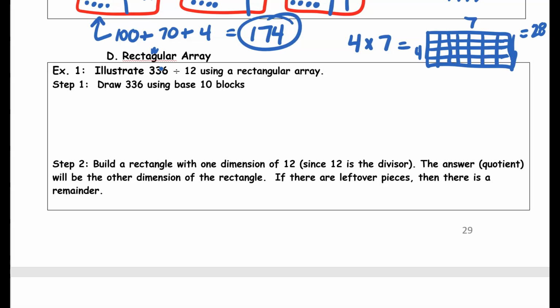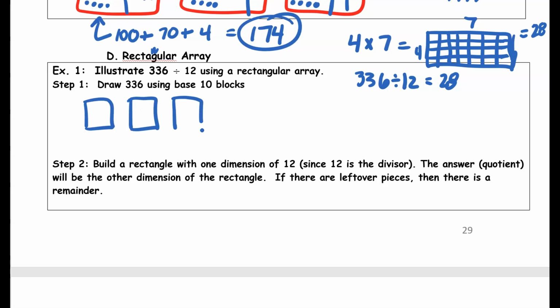So if you have to do 336 divided by 12, you could put that in your calculator and find the answer if you'd like. It's 28. What we can do is take 336 with base blocks, and if we were in class, I would have everybody get 336 using base 10 blocks. So you get 3 flats, 300, 30, 1, 2, 3, 4, 5, 6.